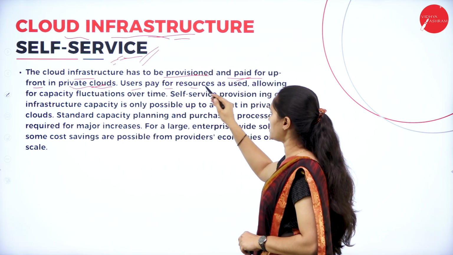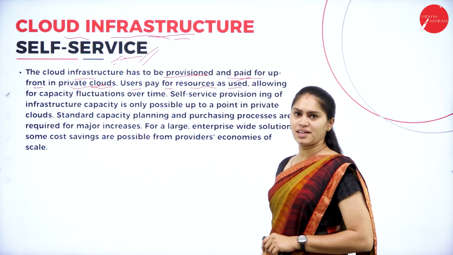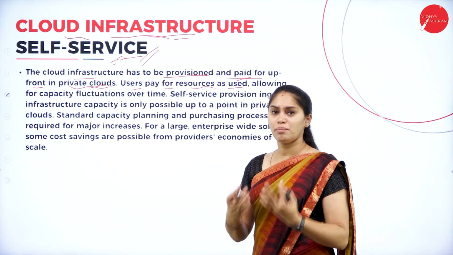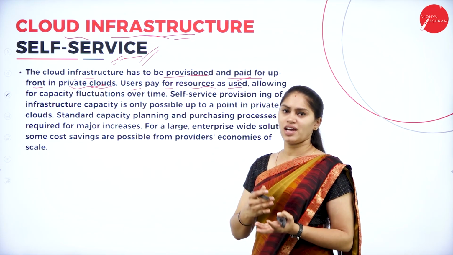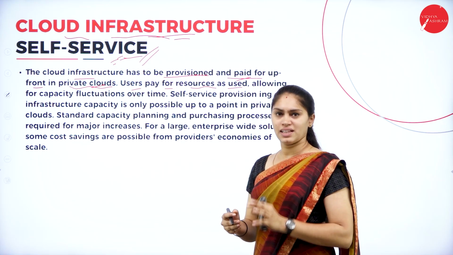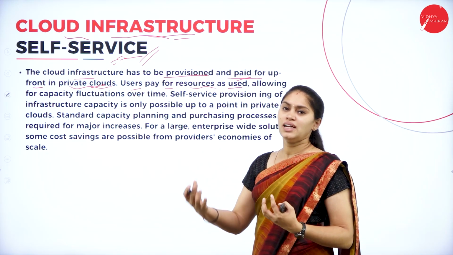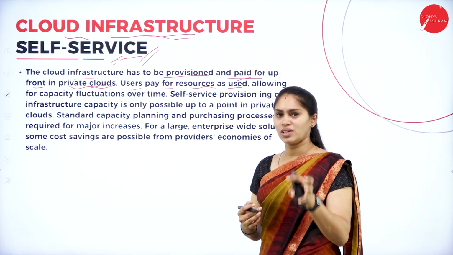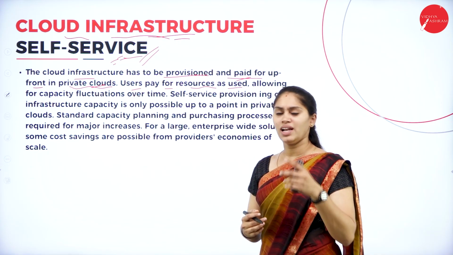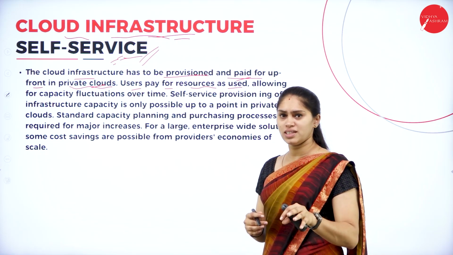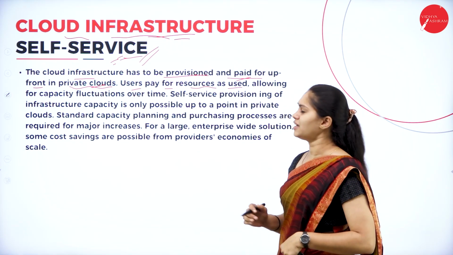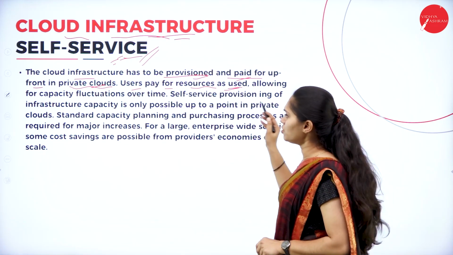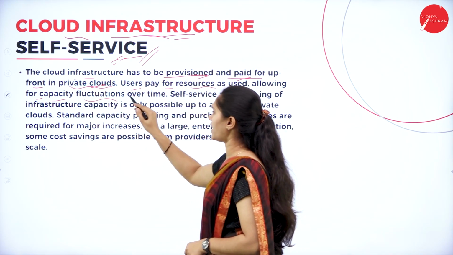So users pay for resources as they use. As I told in the example, if you consider the network recharge, at that time you are going to pay the money as per the requirement. That means if you are taking it for 199, then you need to pay only that much. If you want more data packs, or unlimited calls and all, there will be some plans. Whatever plans you are acquiring, only for that you have to pay. So whatever you are using, whatever you want to use, only for that you are paying. So we pay for the resources as we use them, and it allows for capacity fluctuations over time.